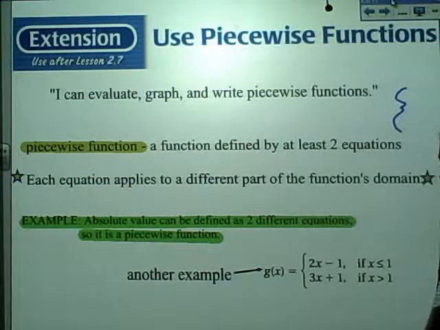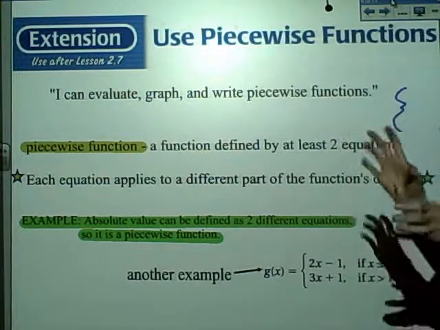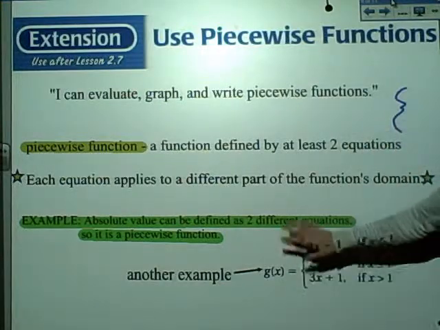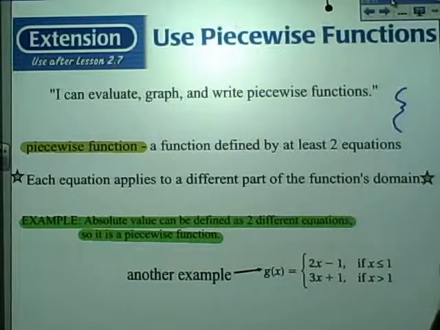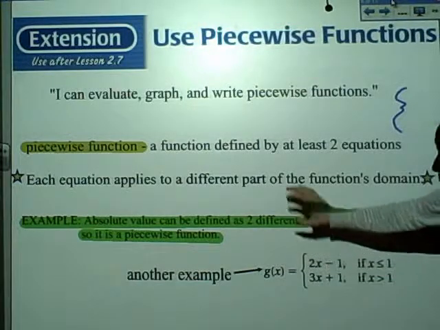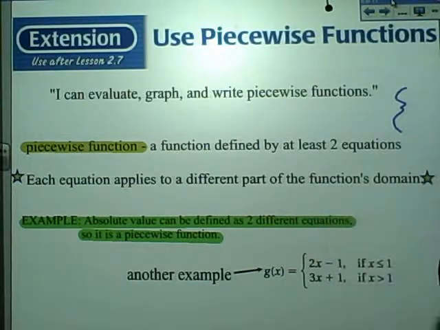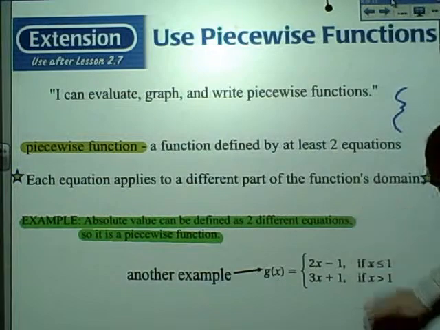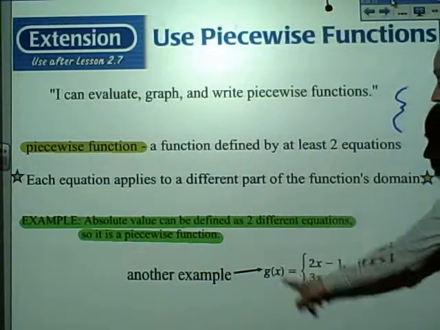An example of a piecewise function we just covered: absolute value is most definitely a piecewise function because it can be either positive or negative. Think back to when you solved those in Algebra 1, and you rewrote it as two different equations. And there's another example. This is what you guys will be dealing with today.